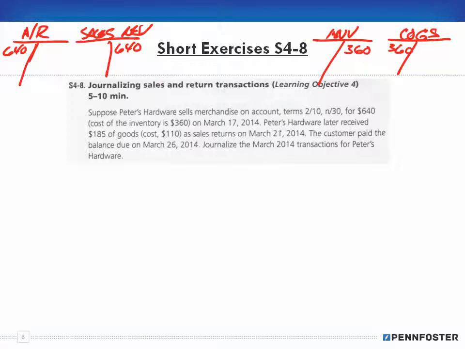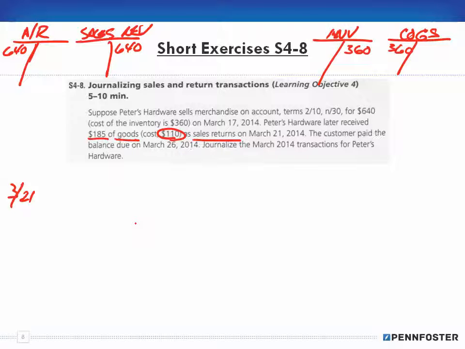Okay, so now I'm up to March 21st. So I have entries for March 21st. And it says here, Peters Hardware later received $185 of goods as sales returns. And the cost was $110. Well, what's happening here? Okay, if I'm receiving the $185 of goods, and it's sales returns, that means it's being returned.